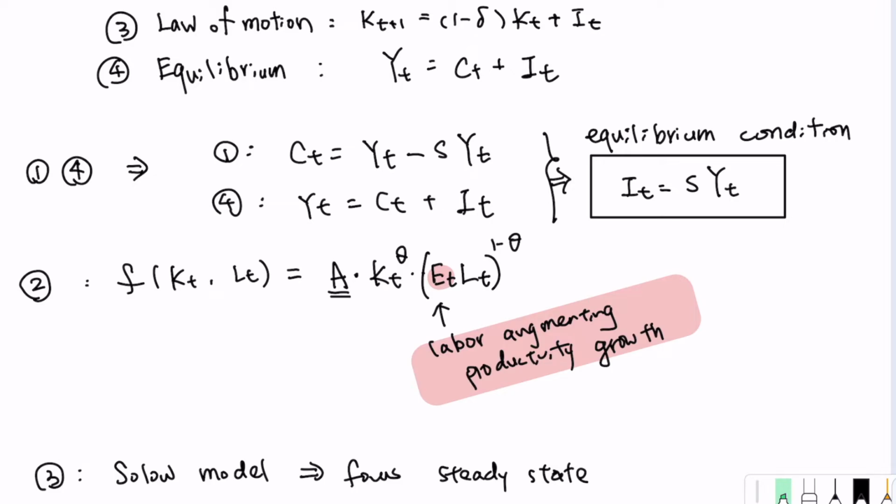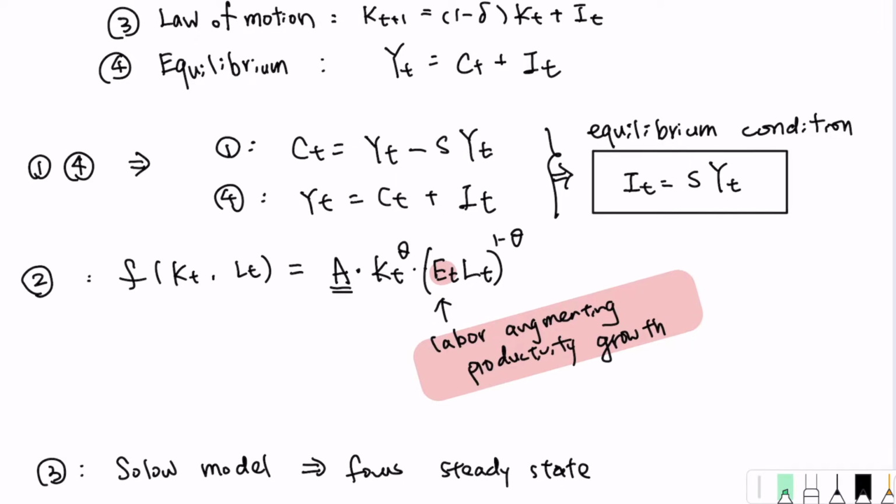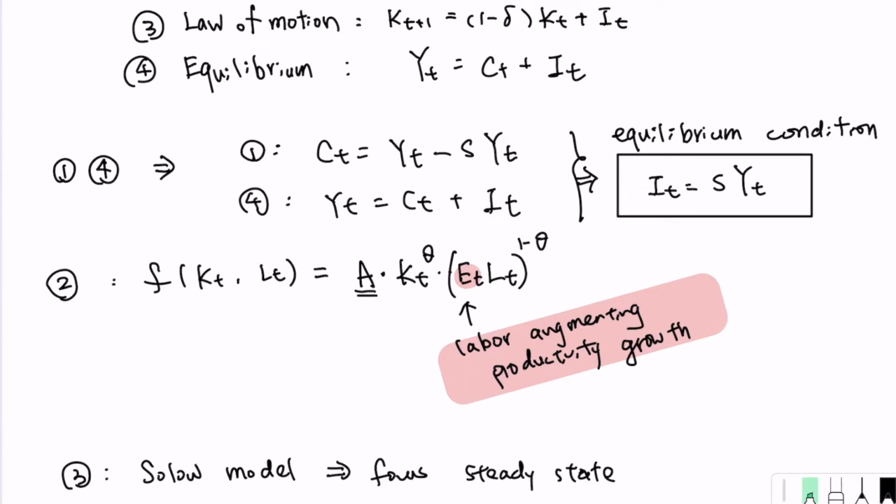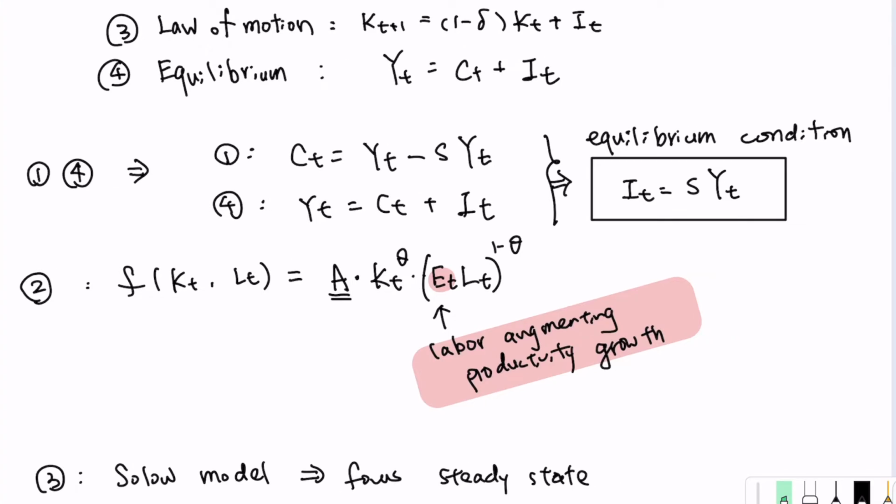Finally, the third equation is the law of motion. We know that under the Solow model, the law of motion is the only equation that characterizes how a variable evolves over time. We have KT plus 1 and KT. And so when we want to look at the steady state of the economy, we need to focus on this particular equation.